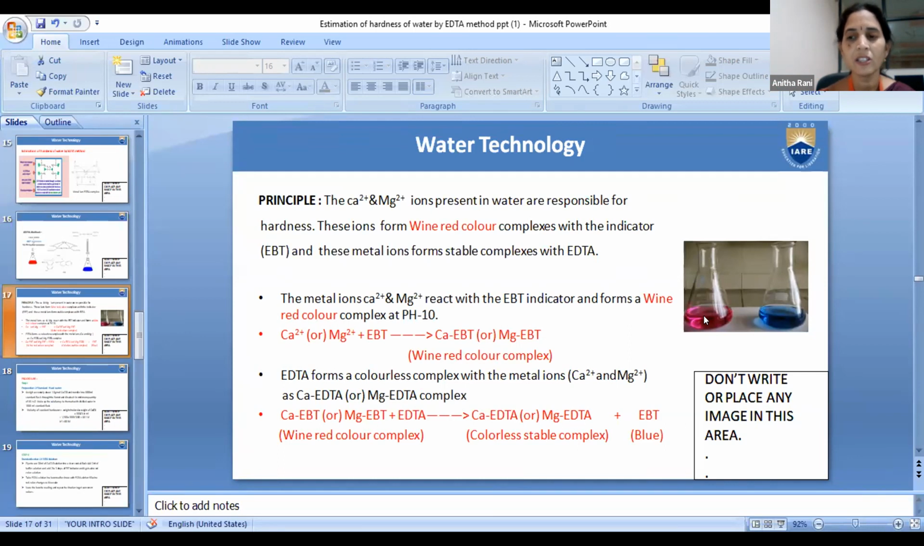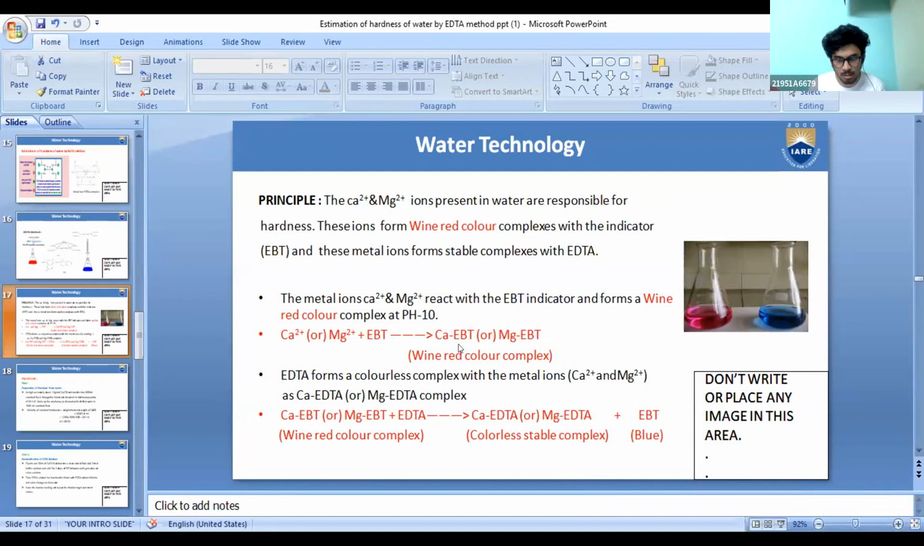Why are you getting wine red color? Calcium EBT complex is formed. Students, you are listening to me? Yes, ma'am. We have to identify the color while titration is happening. That's why we are adding EBT.